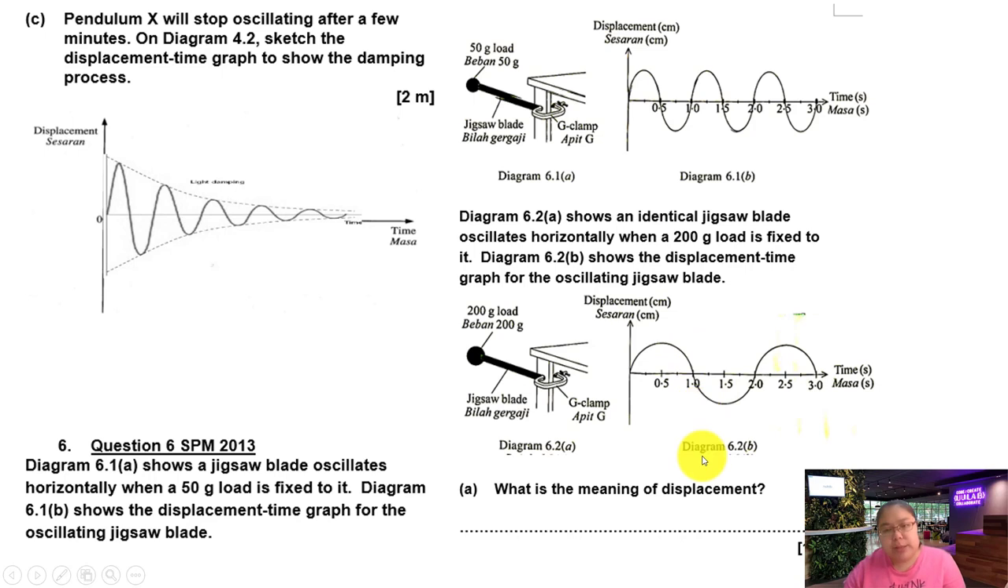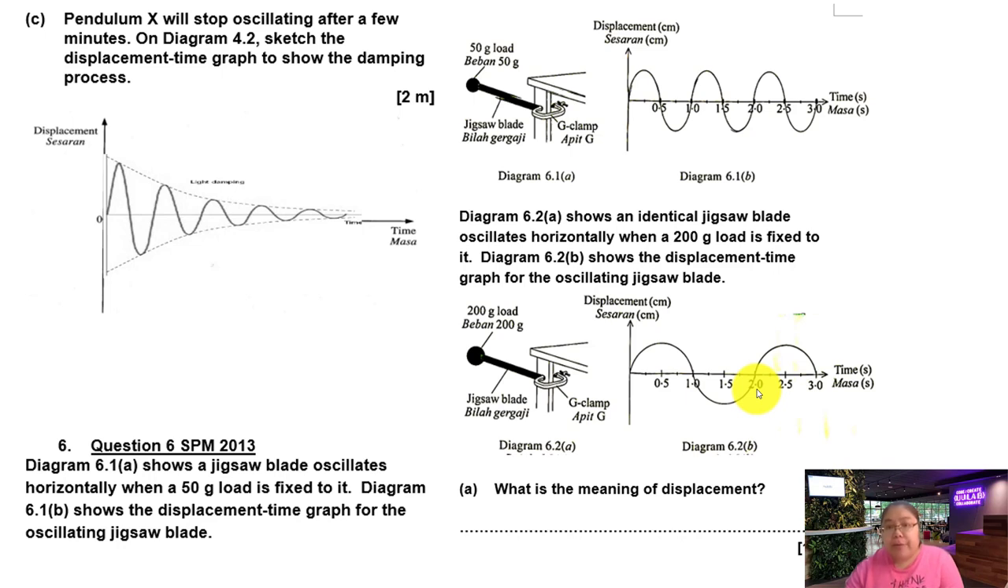Okay, before we start the question, we do some comparison first. First one, we know the difference should be the mass. One mass is 50 gram, another one is 200 gram. Then we observe the graph. In the first graph, one complete oscillation is 1 second. But in this one, one complete oscillation is 2 seconds. So that means the period of oscillation for the second diagram should be longer.